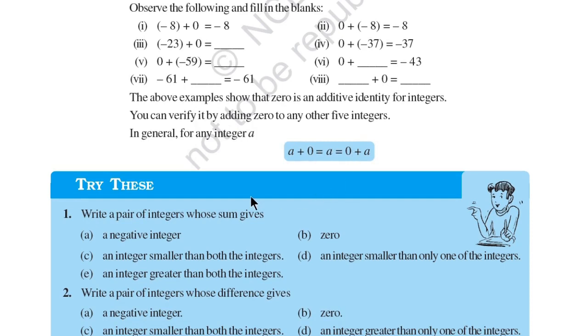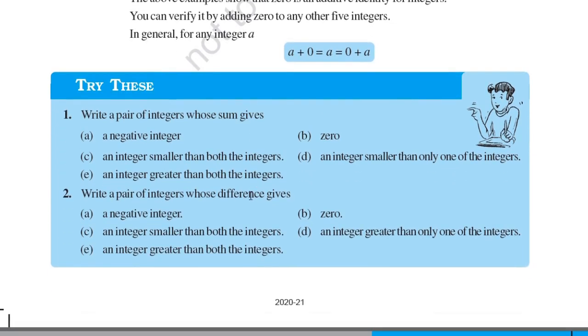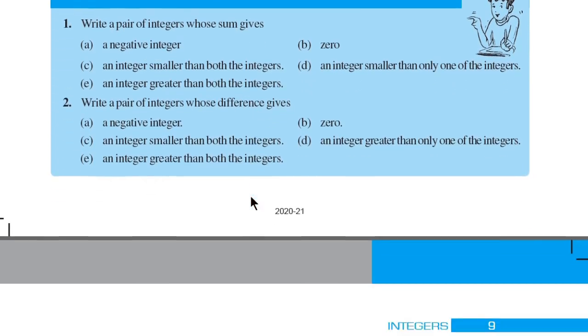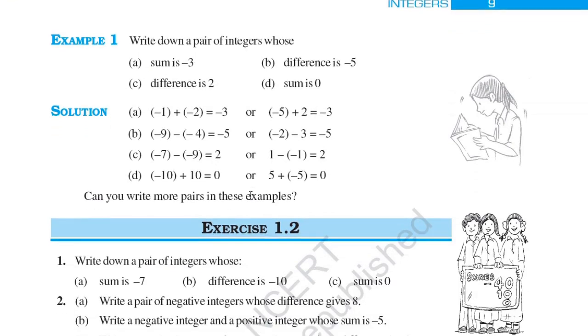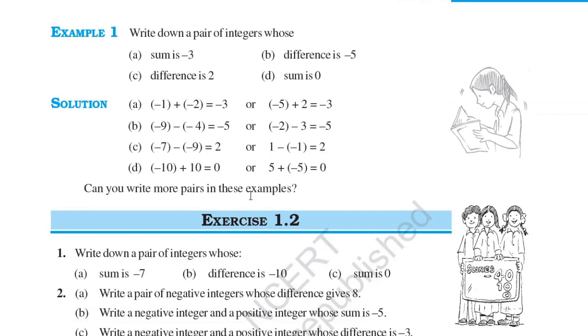So you can try these examples. You can write a pair such that it becomes -3. So you can write a pair -1 + -2 is equal to -3. So these are very easy examples. You can solve them by yourself.